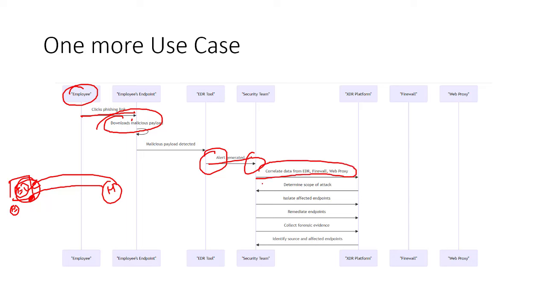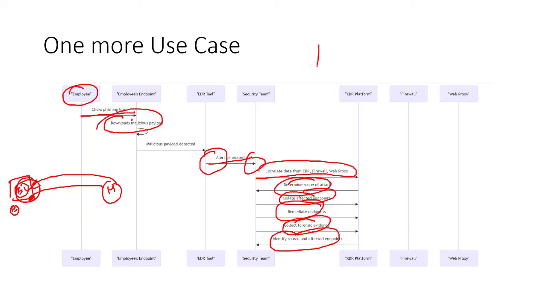So he will see that, okay, did this IP come from a firewall? So they check the data from the IP. Then they determine the scope of the attack. They isolate the affected endpoint. They remediate the endpoint. Okay, they collect the forensic evidence. They identify the source and everything. So here the team uses the XDR to isolate the affected endpoint and remediate it, as well as to collect the forensic evidence to determine the source of the attack.